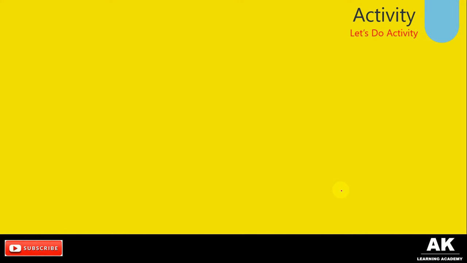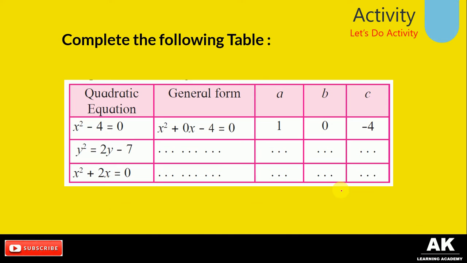Now let's do one activity here. Complete the following table. All right, the quadratic equation is given. We have to transform the quadratic equation into the general form. Then we have to write the values of a, b and c, which are the coefficient of x square, the coefficient of x and the constant term, right?